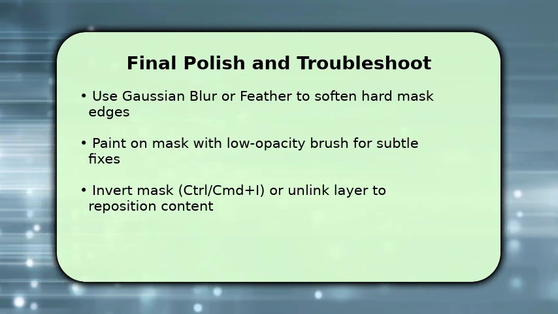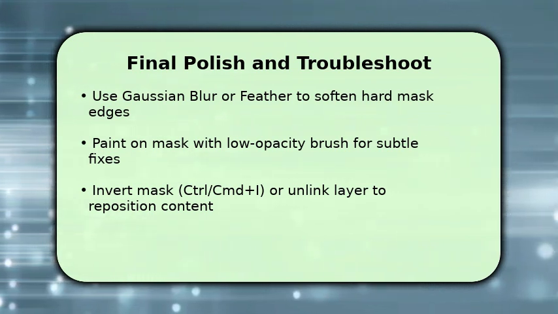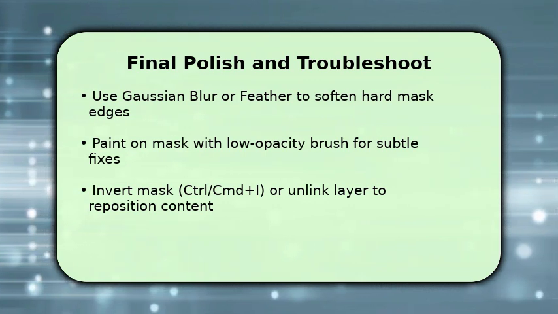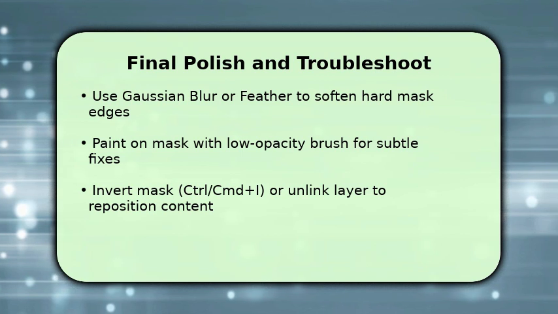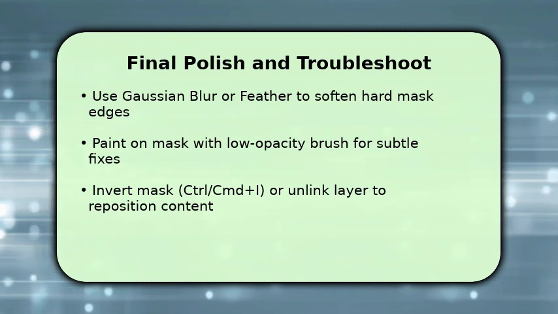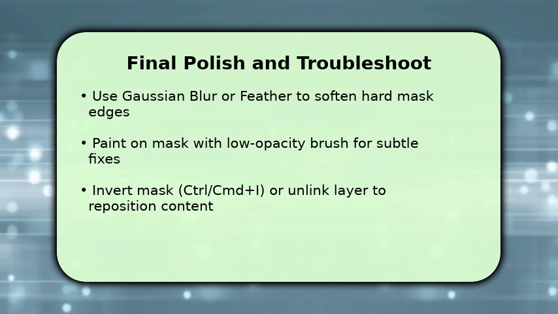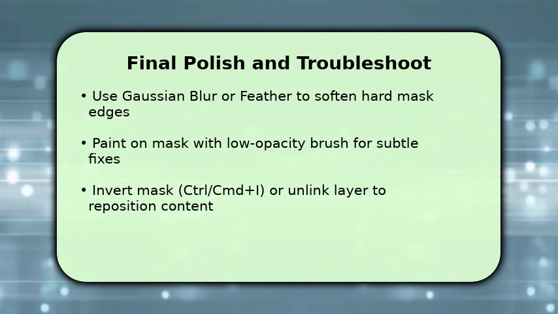Once satisfied, unlink the mask to reposition the image independently or invert the mask if you masked the wrong area. If edges look jagged, check mask resolution and anti-aliasing. Increase document size briefly, refine, then scale back down to solve pixelation.